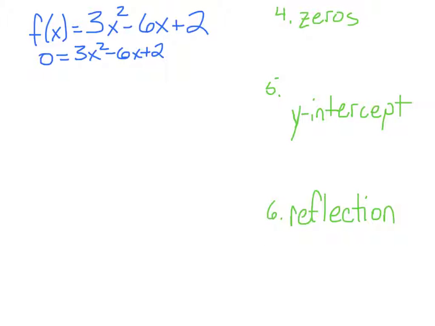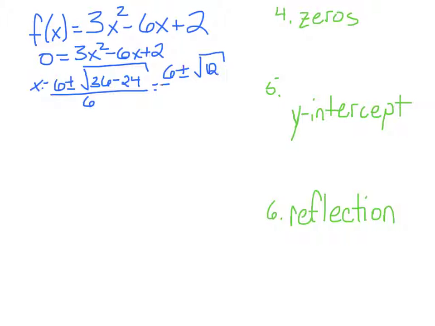And we're going to do that by factoring or completing the square or the quadratic formula. This one doesn't factor. I'm just going to use the quadratic formula here. So the quadratic formula is negative b, so 6, plus or minus the square root of b squared, 36, minus 4 times a times c, which is 24. And that's all over 2a, so 6. I'm going to simplify this down as far as possible. 6 plus or minus the square root of 12, all over 6.